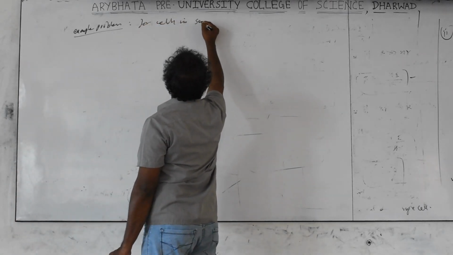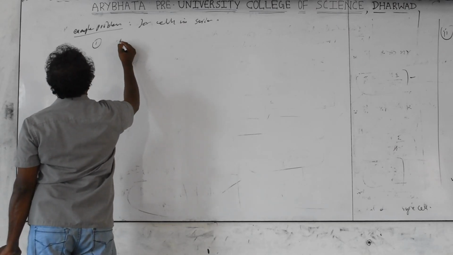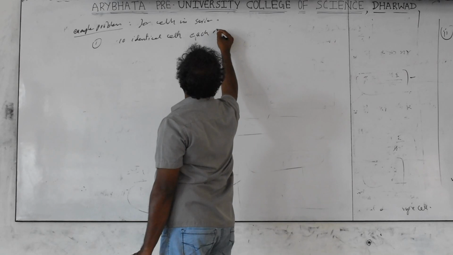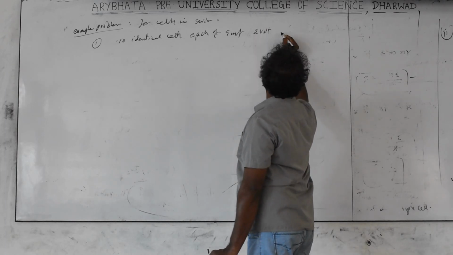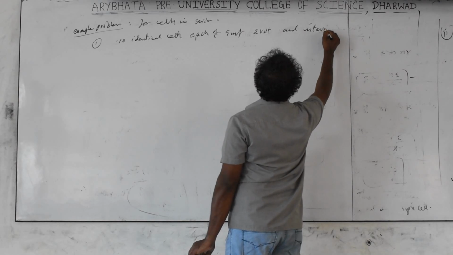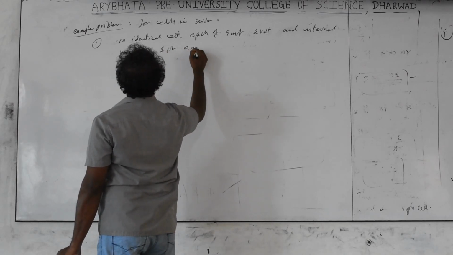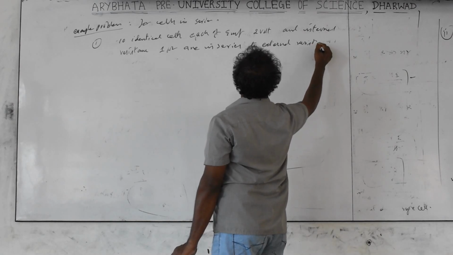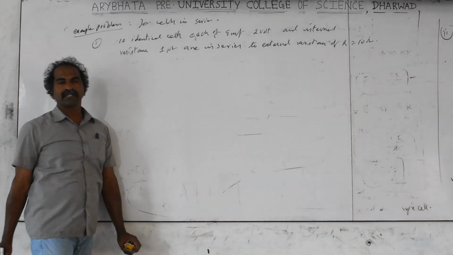Cells in series. 10 identical cells each of EMF 2 volt and internal resistance 1 ohm are in series to an external resistance of R equal to 10 ohms. In this 10 cells, find the maximum current you want to find out.